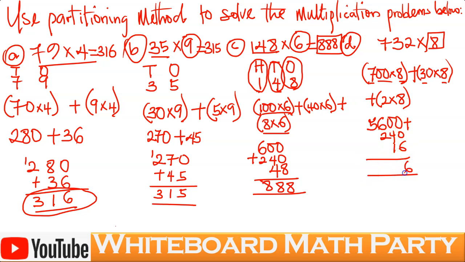Bring down 6 right here. 4 plus 1 is going to give us 5. 6 plus 2 is 8, and the 5 comes down. So our answer here is 5,856.